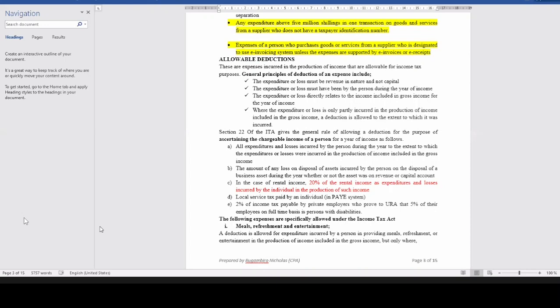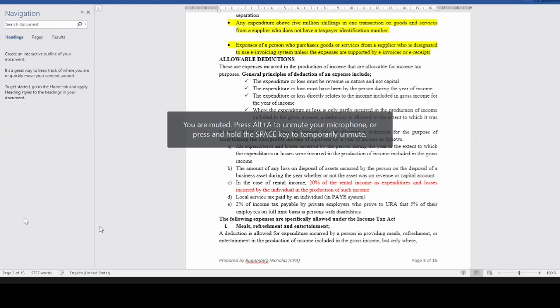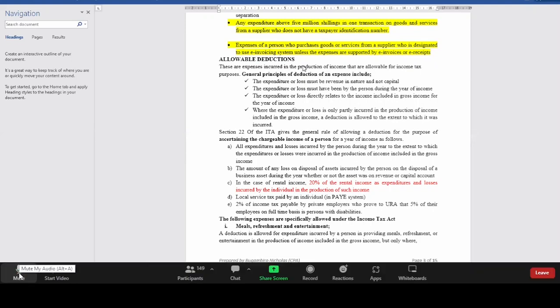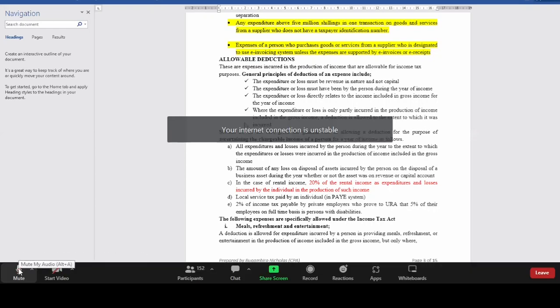So we now saw the allowable deductions. Those allowable deductions, we looked at some of them, and I'm going to request we deduct. Those are general and others are specific. So what are those? Yes, General, what do we have?